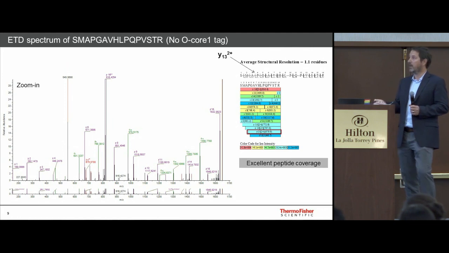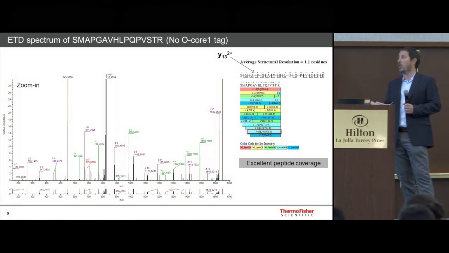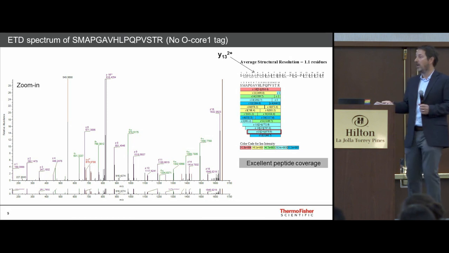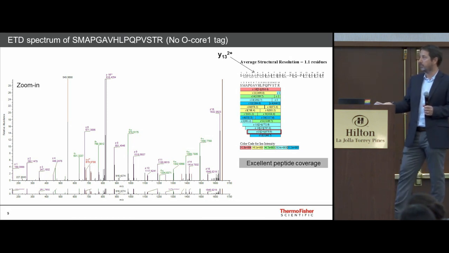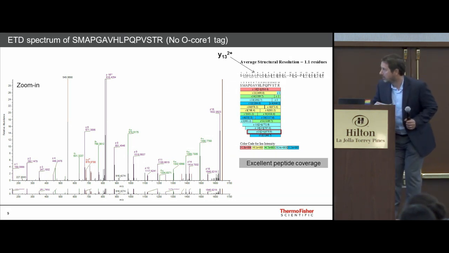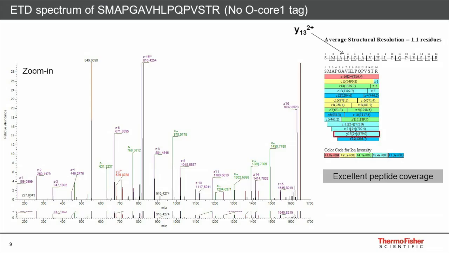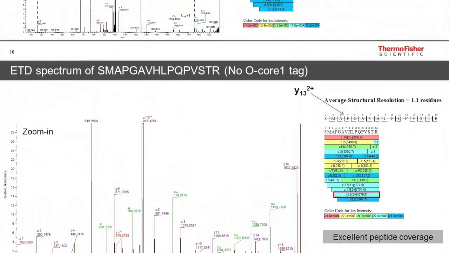So now, if we go back to our core 1, just one core 1 tag on the peptide. This is your ETD spectrum. Actually, I don't see very well from here. This one is the one with no core. This is the ETD spectrum, and if you zoom in, you have a beautiful fragmentation. And if you look at the coverage, you have excellent peptide coverage. I just want to point out here, you have a fragment at the N-terminal cell of the protein, and it's a Y13, which makes sense.